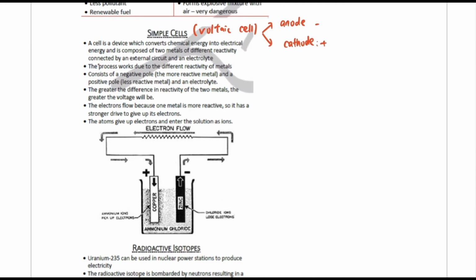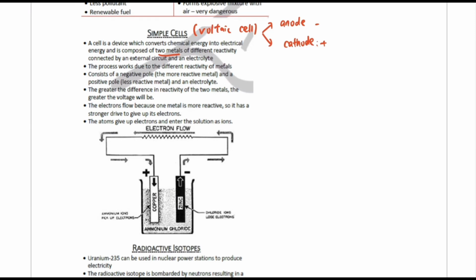Now let's see. The anode and cathode must be two metals of different reactivities. So for example, copper and zinc. Copper and zinc have two different reactivities, where zinc is more reactive, copper is less reactive. How do we know which metal is reactive and which one is not? We have the reactivity series to understand it.